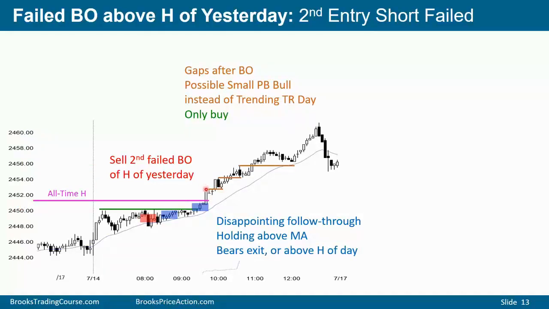This pullback stayed above that breakout point. This pullback stayed above that high. It's a small pullback bull trend day, which is a very strong trend day. A big buy climax at the end, and then profit taking into the close.